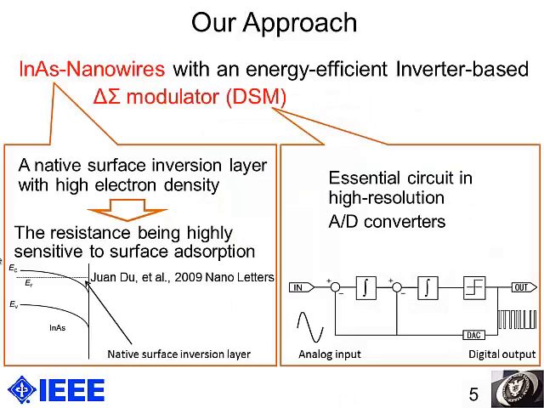This slide shows our approach. We try to integrate indium arsenide nanowires with an energy-efficient inverter-based delta sigma modulator. Indium arsenide is known to have a native surface inversion layer with high electron density, so we can expect the resistance is highly sensitive to surface absorption. And the delta sigma modulator is an essential circuit in high resolution analog to digital converters.